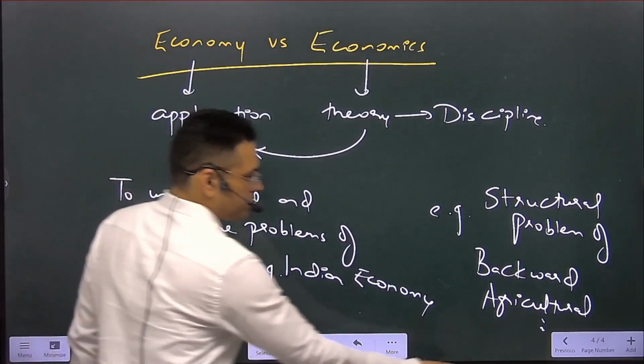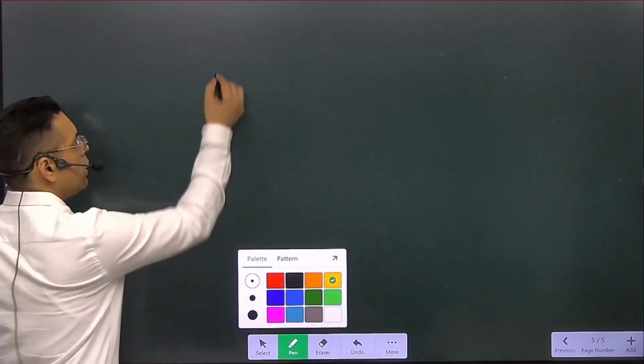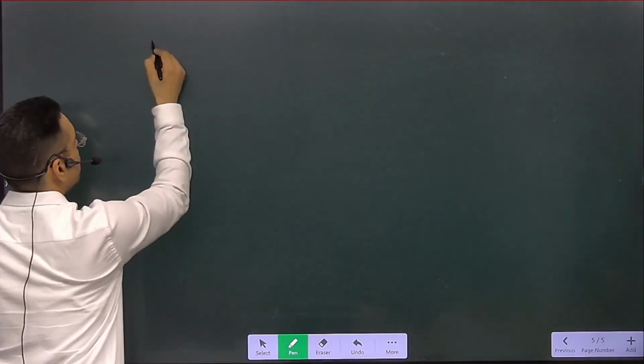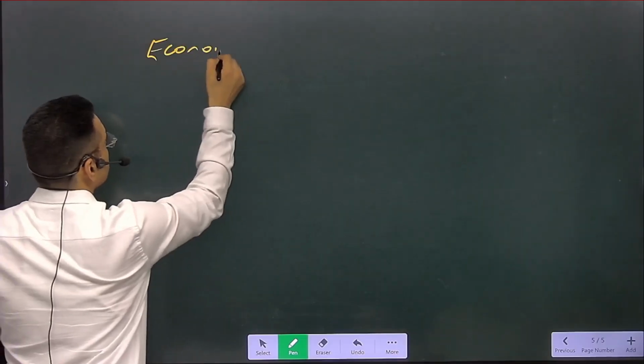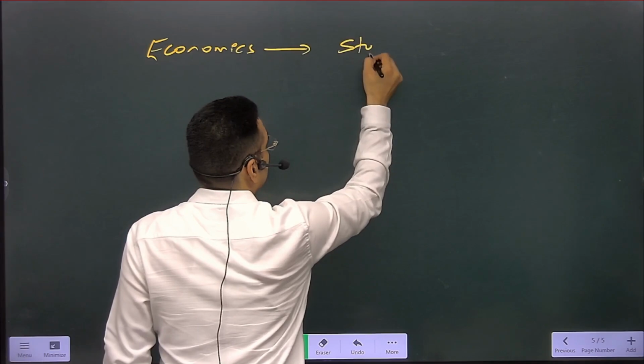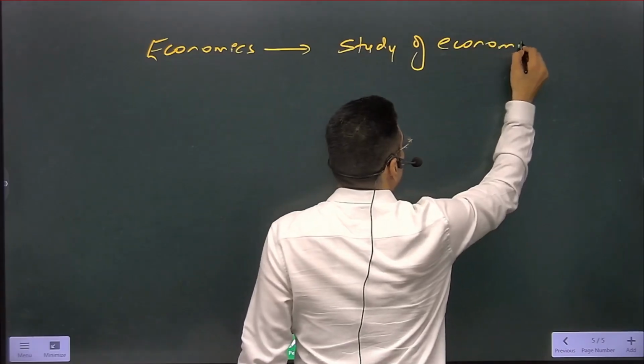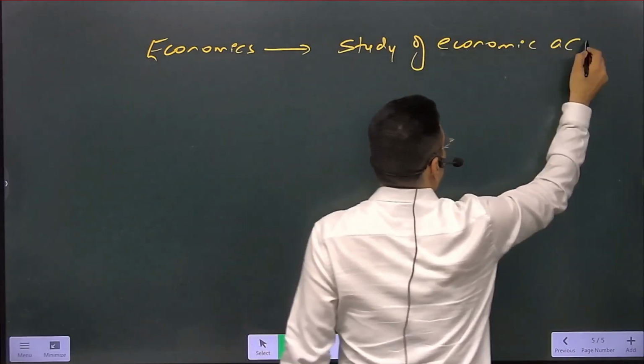Now, so we are producing certain goods. Economics is about study of economic activity, and what is the outcome of the activity?